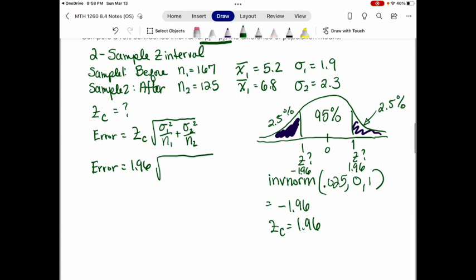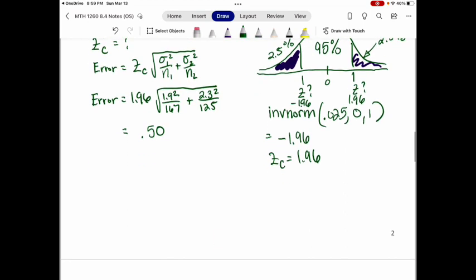So I'm going to put 1.96 for my Z critical, and I'm going to plug in all my information under the square root. So I'm going to put 1.9 squared over 167, and then I'm going to add that to 2.3 squared over 125. Now when you put that all on the calculator, you should get 0.50. So that's going to be our error.